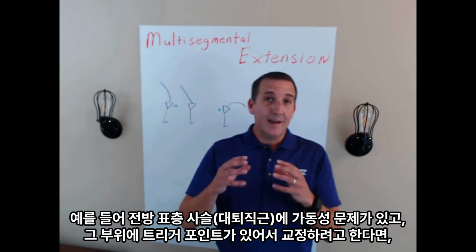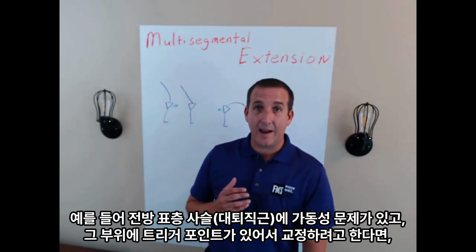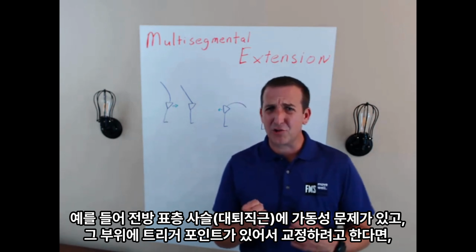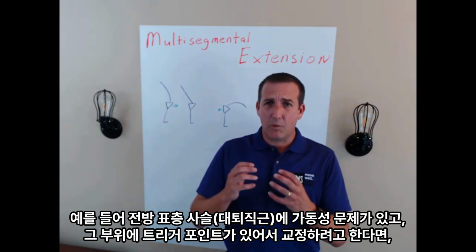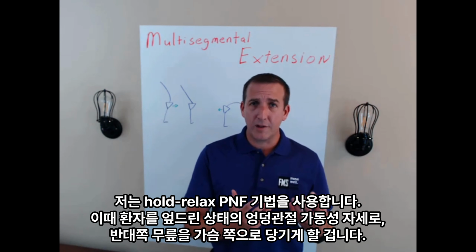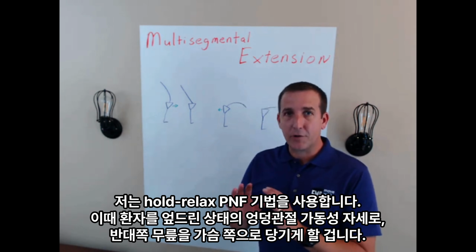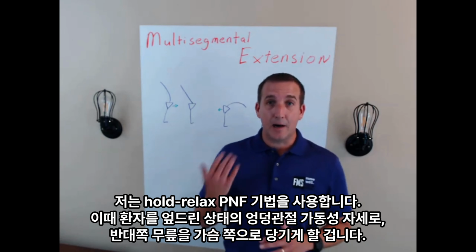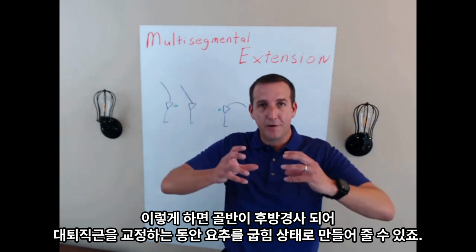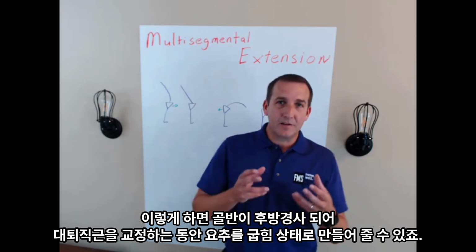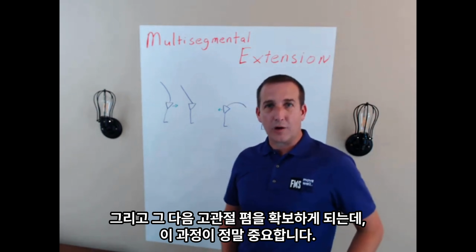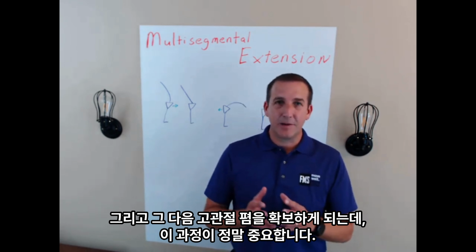So for example, if I want to work on an anterior superficial chain mobility problem, so that rectus femoris, I've got a trigger point in there and I want to work on that. I'm going to do some hold relax PNF. I'm going to want that person in a prone hip mobility position with that opposite knee up to their chest. That's going to tilt that pelvis posteriorly to get them into lumbar flexion while I work on that rectus femoris and then work on that hip extension. It's going to be so important.